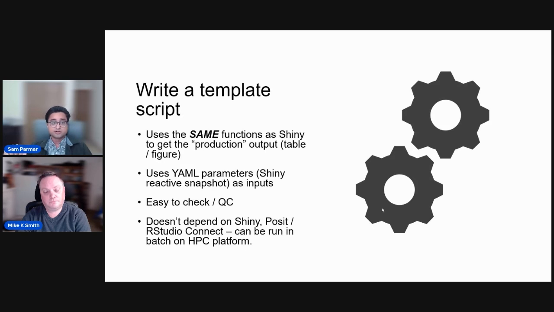So we're using those same functions that we used in Shiny to get that production output. We're using those YAML parameters as those inputs. And then this is nice because it's easy to QC and check to confirm that we're getting the exact same results. It doesn't depend on Shiny, Posit, or RStudio Connect, and it can be run in batch on our high-performance compute platform if we need to.